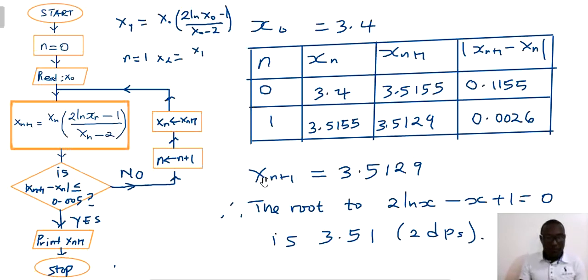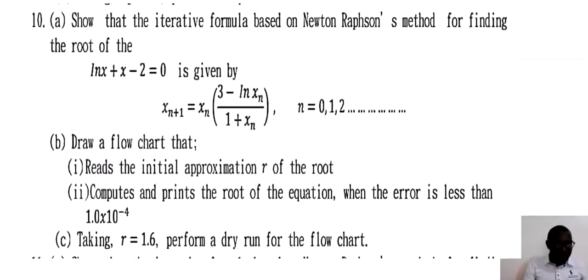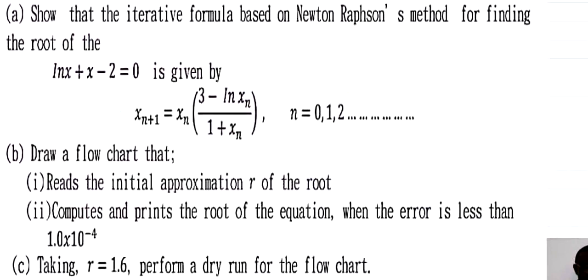So next, before we end the session or before we end this video, I'm going to give you one question for trial. And our tryout question is right here. They need us to show that the iterative formula based on Newton-Raphson is the formula for finding the root of this equation. Then after that, we shall have to do the flow chart and we dry run. So that has been finding the roots of natural logarithmic equations using the flowchart.